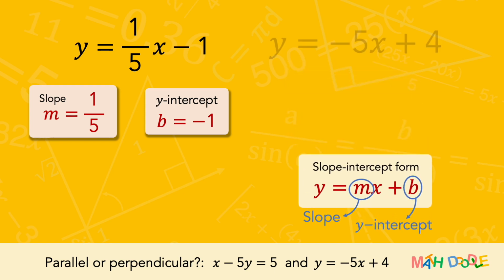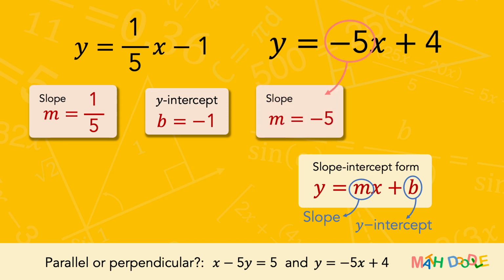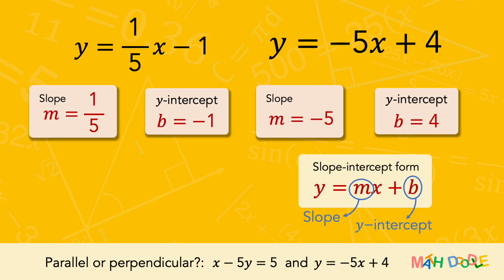Next, let's work on y equals minus 5x plus 4. This equation is already in slope-intercept form. And, we can see that the line of the equation has a slope of minus 5, and a y-intercept of 4. Now, let's compare the slopes of these equations.